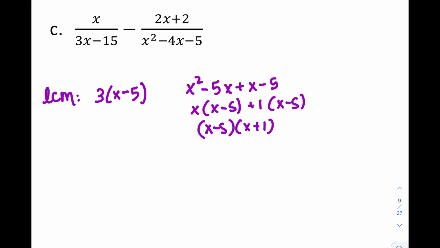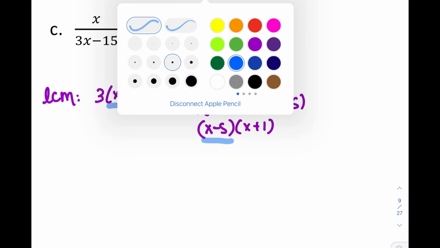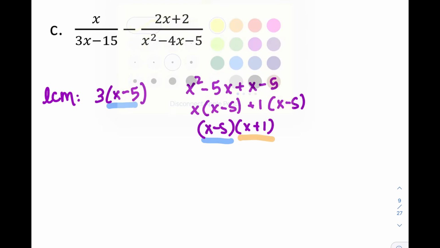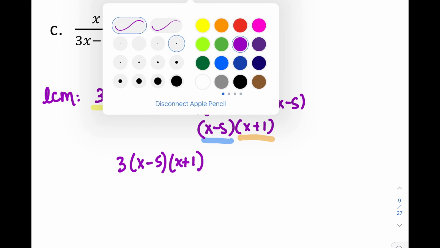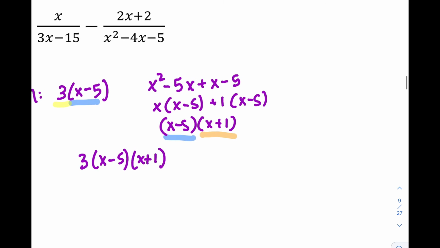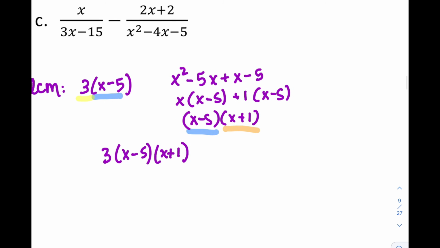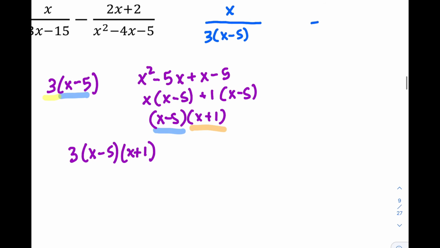Now again, I'm going to look at all my different factors that appear. I have a factor of x minus 5, factor of x plus 1, and a factor of 3. So all three of those have to be in my least common multiple that I'm going to use as my common denominator. So my goal is to get both of my denominators to be 3 times x minus 5 times x plus 1. So let's go ahead and rewrite my original expression in factored form for my denominators so I can see what I need to multiply by.